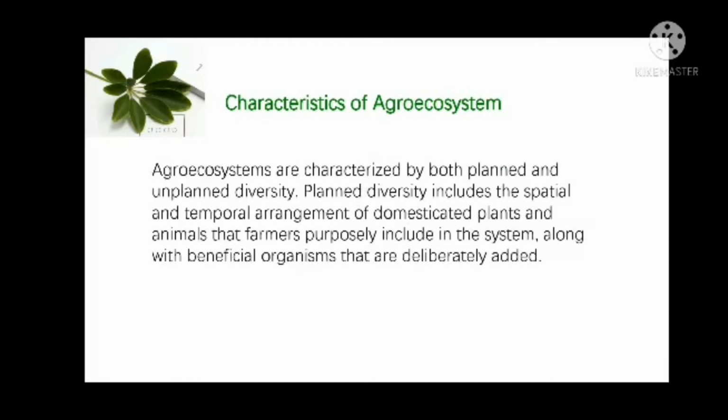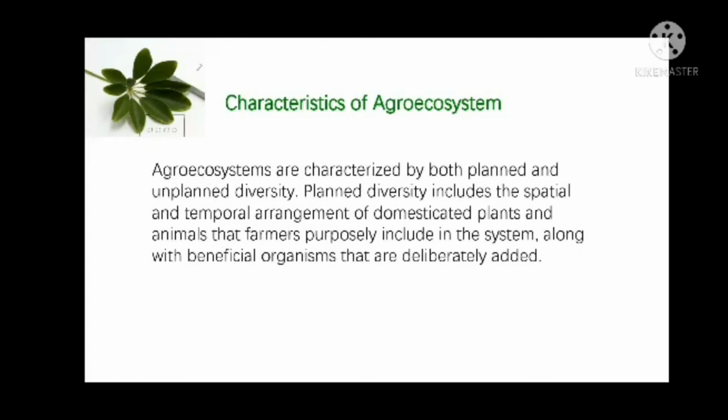Characteristics of agroecosystem. Agroecosystems are characterized by both planned and unplanned diversity. Planned diversity includes the spatial and temporal arrangement of domesticated plants and animals that farmers purposely include in the system, along with the beneficial organisms that are deliberately added. Unplanned diversity includes weedy plants, herbivores, predators, microbes, and other organisms that persist in the system.